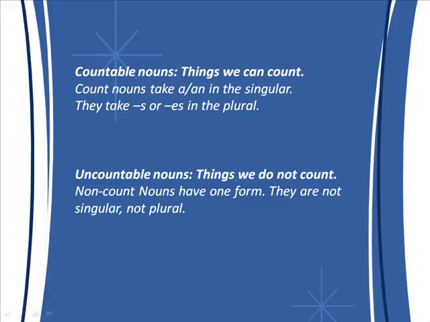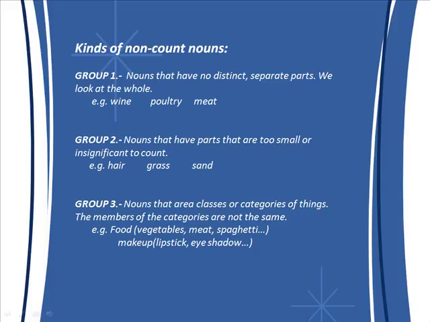Countable nouns are things we can count. Count nouns take a or an in the singular and take s or a final s in the plural. Uncountable nouns, things we cannot count, just have one form, not singular, not plural. So we have different kinds of non-count or uncountable nouns. We have 5 different groups.